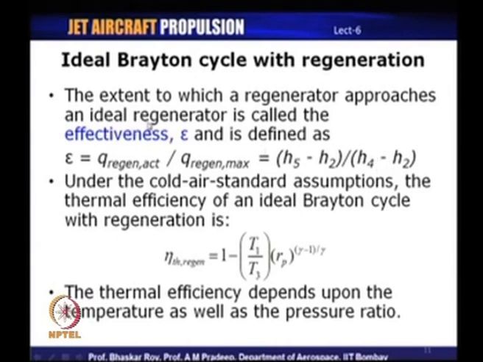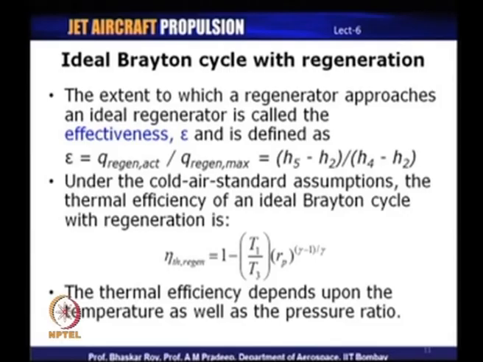The ratio of these is given by what is known as the effectiveness of the regenerator. This is something we will probably discuss a little later when we take up the real cycle analysis. So effectiveness will tell us how much regeneration has actually been carried out as compared to the maximum possible.